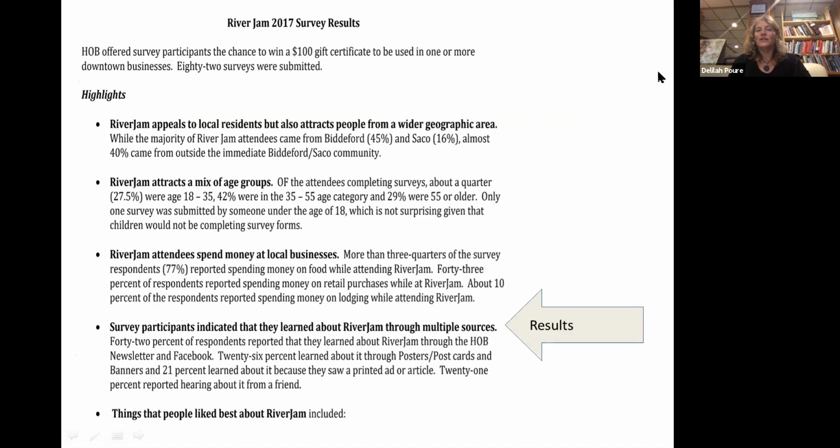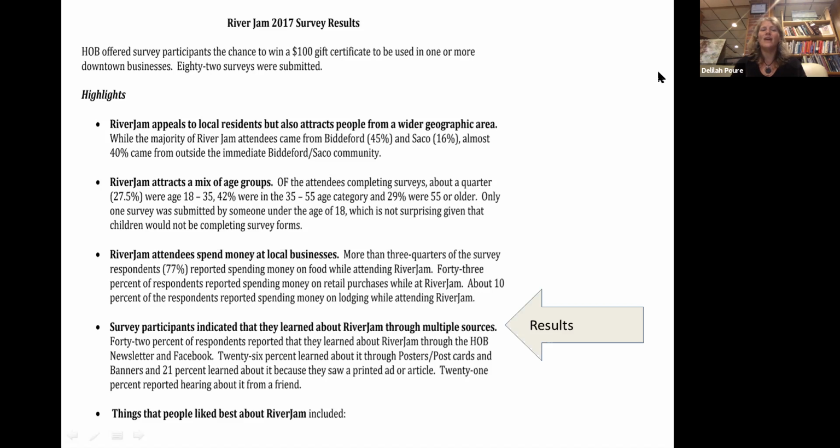And then these are just, again, showing we did the collection, now we do the results. The one I want to point to was that piece I was just mentioning about learning about River Jam through multiple sources. 42% reported they heard about it through HOB's newsletter and Facebook, which showed that the people who were coming were people who already liked us for a large percentage of it. And also that our posters and postcards that we had made were pretty successful in reaching people.